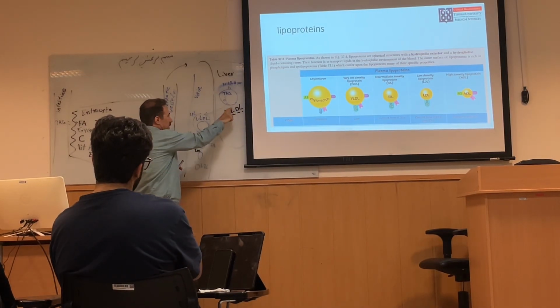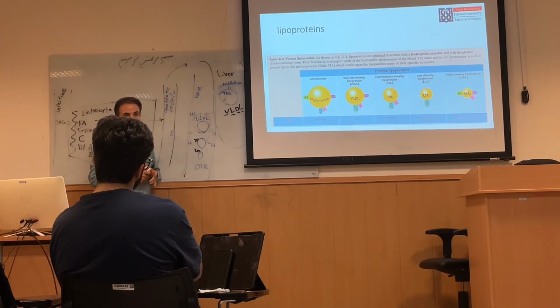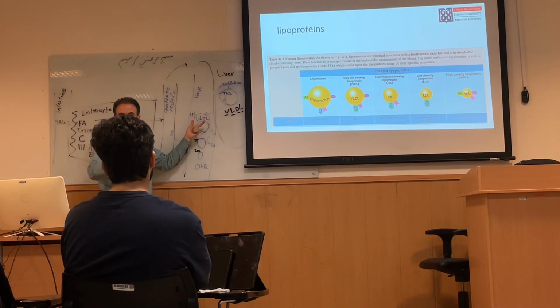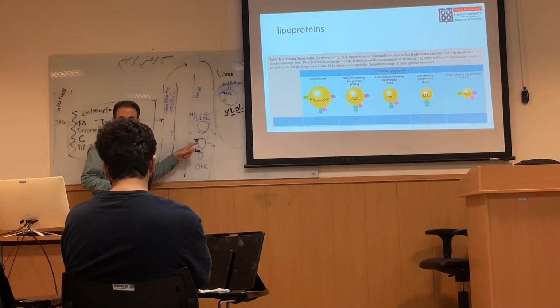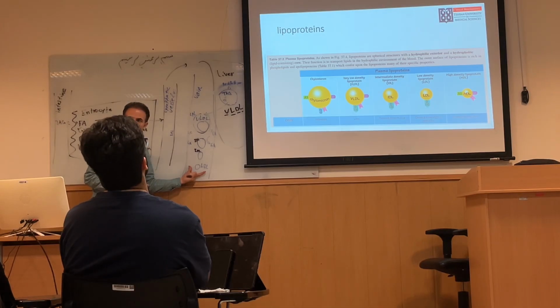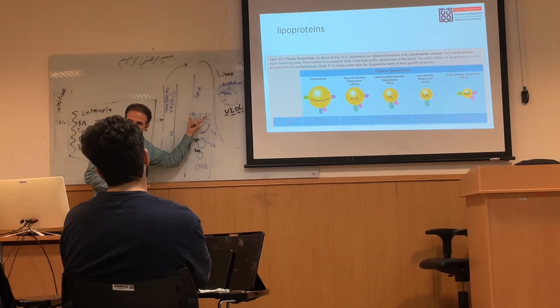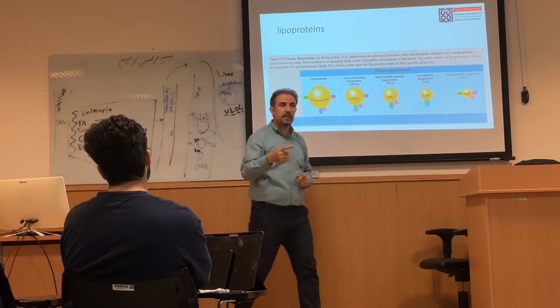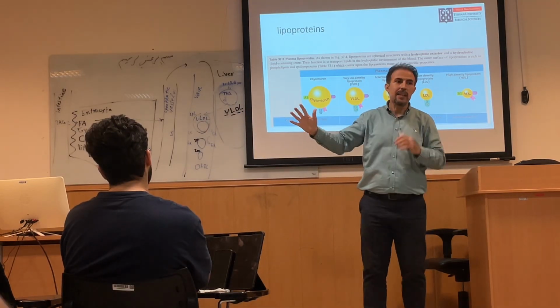And our liver secretes these through what? Blood circulation. In blood circulation, there are enzymes, lipoprotein lipases, that act on this and remove some fatty acids, producing what? Low density lipoprotein. This one was very low density, this one is low density lipoprotein. And this circulates in the blood and is taken up by tissues and the liver.